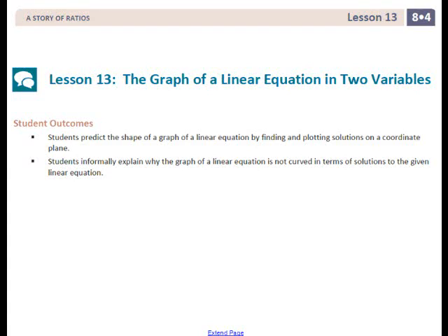This is Mrs. Appia with Lesson 13, the graph of a linear equation in two variables.